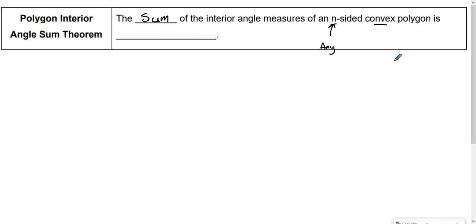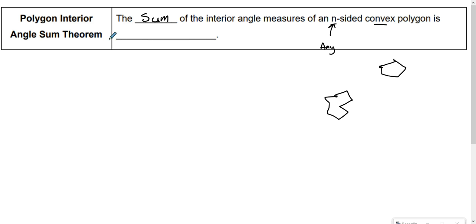Convex means all the angles are pointing out, right? You don't have any angles that would be pointing in like this. This could be a polygon, but notice we got a weird angle here. So convex, all the angles are pointing out.